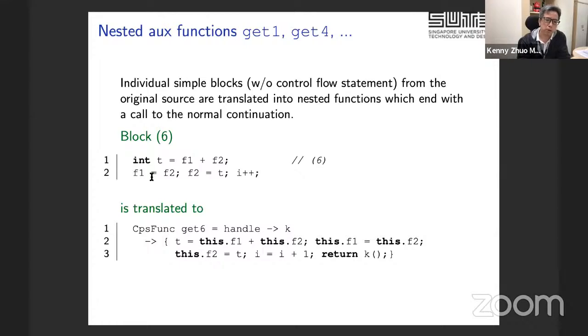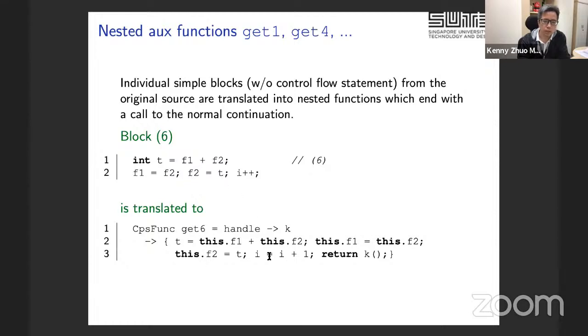Okay, another example, block 6. This is doing the shuffling. We compute f1 plus f2 and assign it to t, and then we take the old value of f2 into f1, and then we assign the new value of f2 with t.